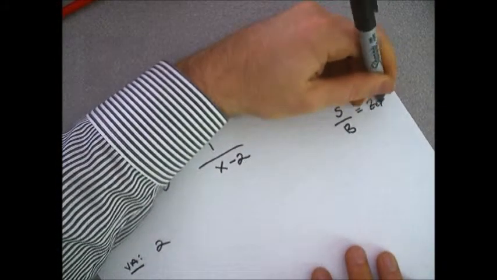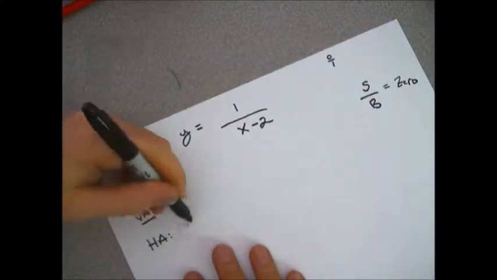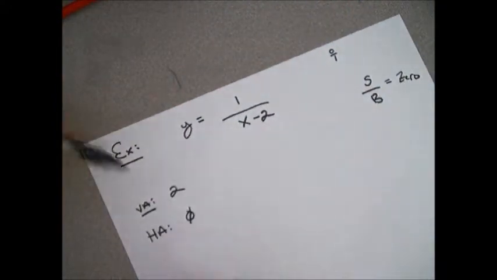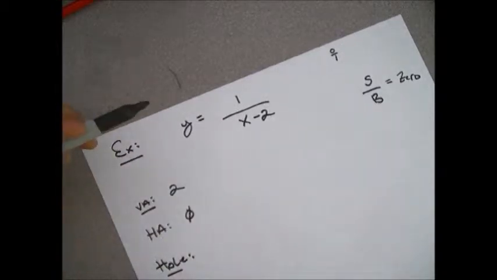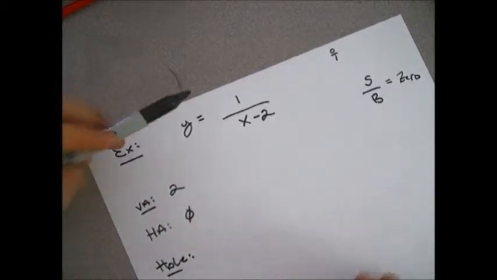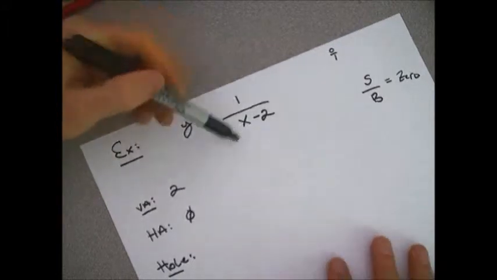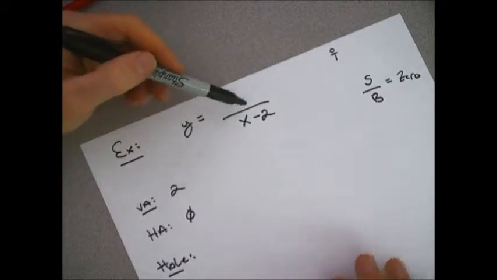So what is my horizontal? 0. And now, the one thing we didn't talk about yet, what is a hole? A hole is what is left after you cancel. If you can cancel something on the top and bottom. Is there anything I can cancel here? No, so there is no hole.